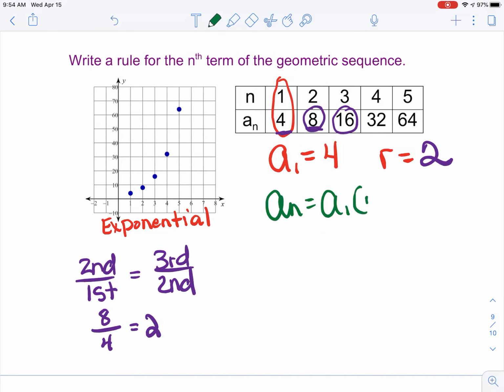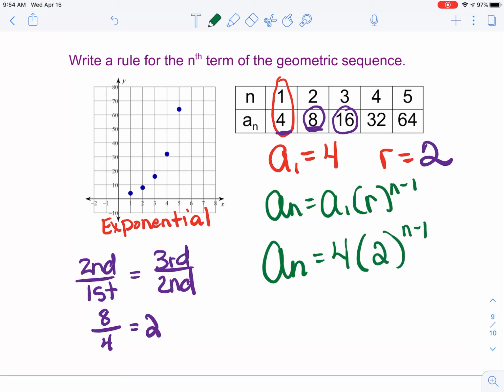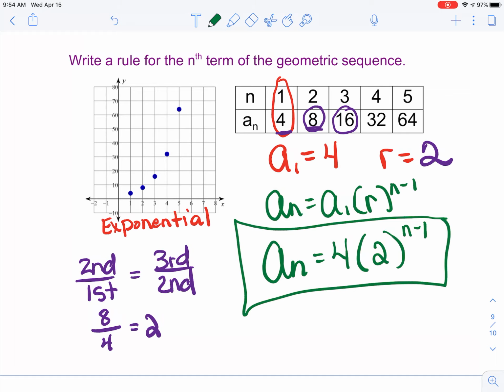Now, let's write this out. A sub n equals a sub 1 times r to the n minus 1. A sub n equals 4 times 2 to the n minus 1. There we go.